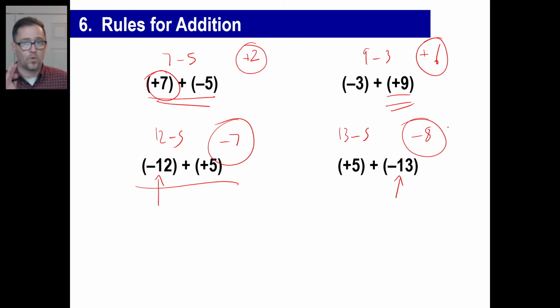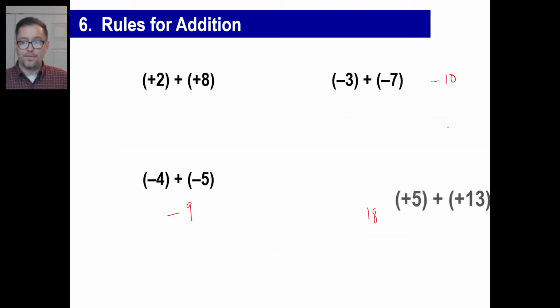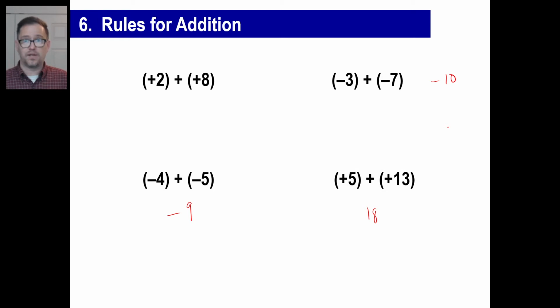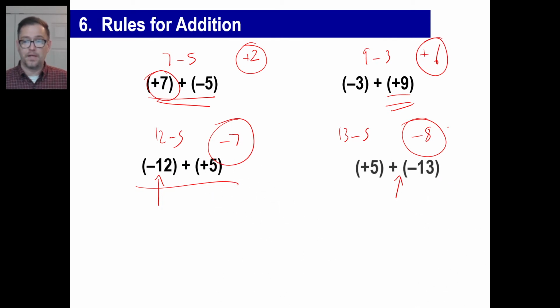That is the rule. There are only two rules. If they have the same signs, you add the absolute values and give it the same sign as both numbers. If you have different signs and you're adding them, you subtract the absolute values and give the answer the same sign as the number that is farthest away from 0, basically.